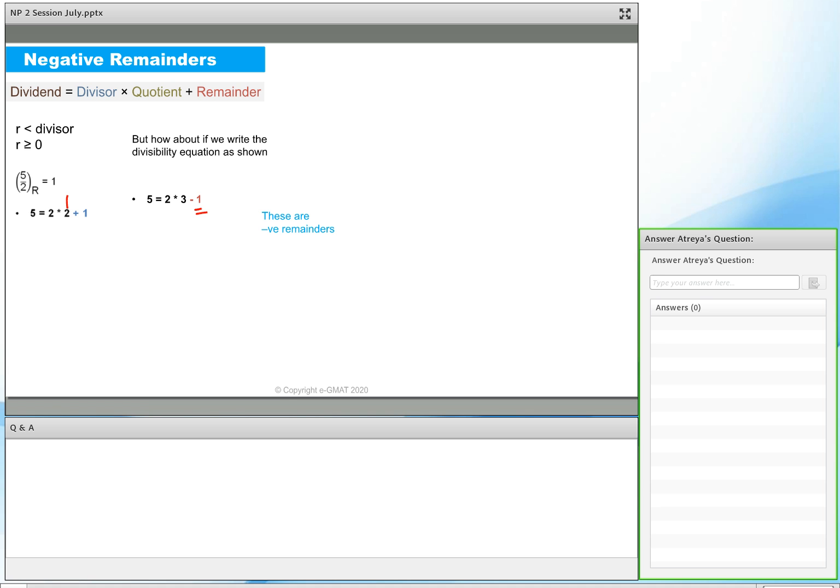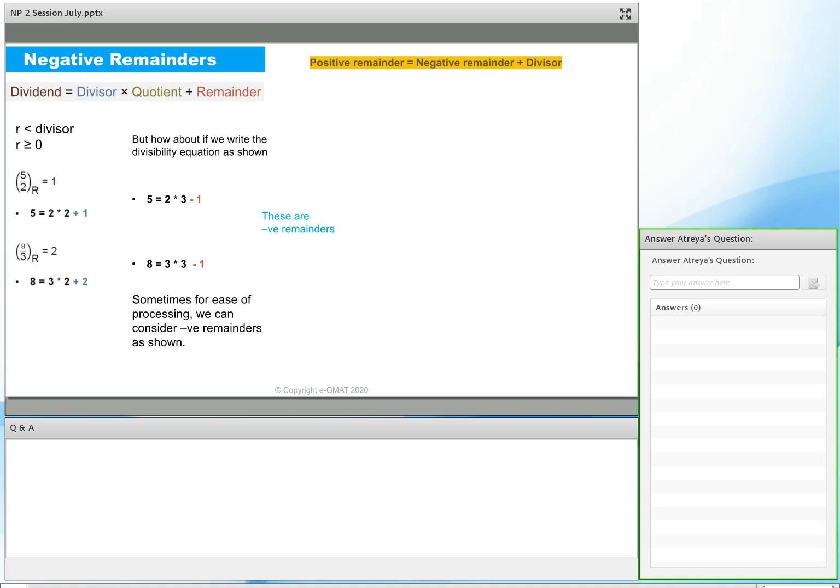Okay, so how do I calculate negative remainders? I'll come to that, but before that, let me give you another example. So when I divide, let's say 8 by 3, one positive remainder is 2, the negative remainder is equal to minus 1. Now, how do I get negative remainders from positive remainders? Using this concept. Very, very important. Please note this down in your notebooks. The value of positive remainder is equal to the negative remainder plus the divisor.